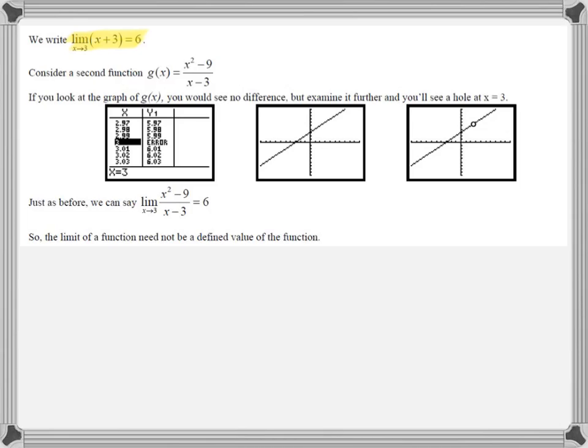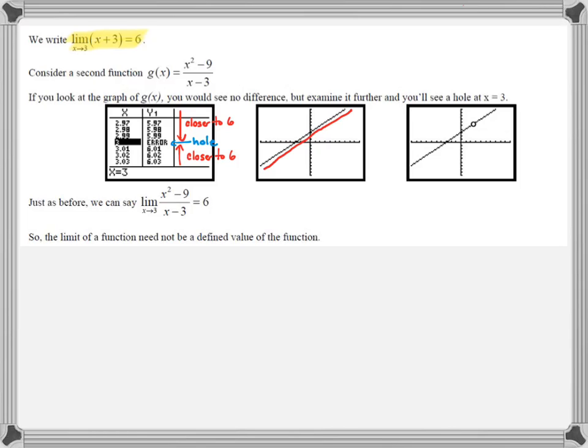Now if we look at the function x squared minus 9 over x minus 3, you would look at the graph, which is this first graph right here, and you would see that it looks like it goes straight through from beginning to end. But if you look at it closer and you look at the table, you'll see a hole at 3, and that's why we have an error. Both sides, however, go closer and closer to 6, the same way that the previous example did. So both sides went closer to 6, the only problem was that there's a hole at 3, and that's why there's an error there.